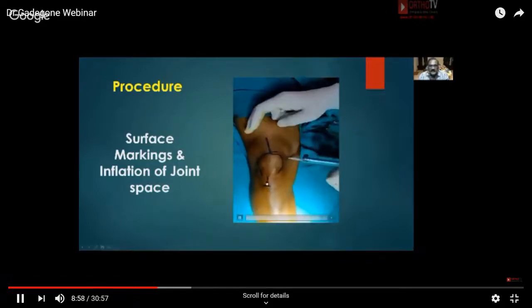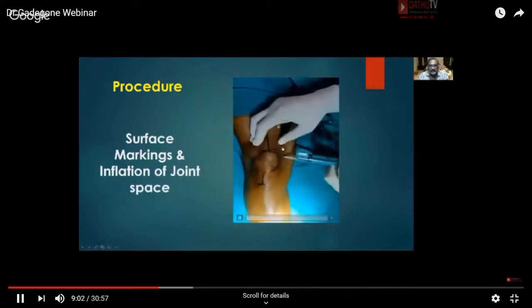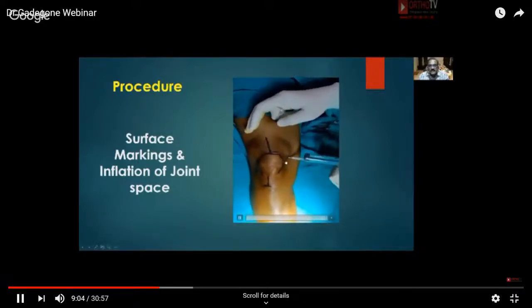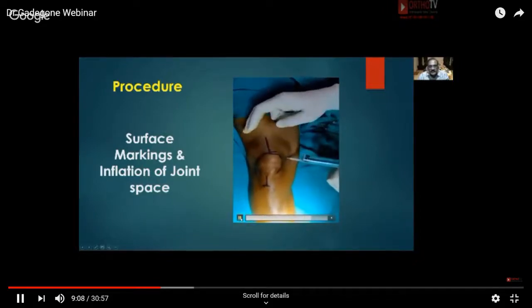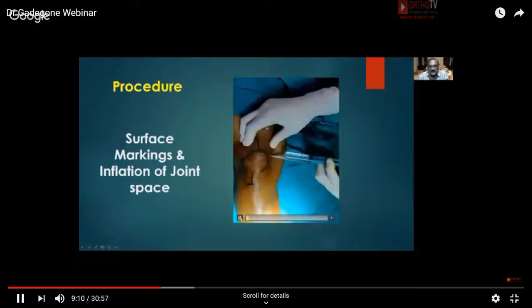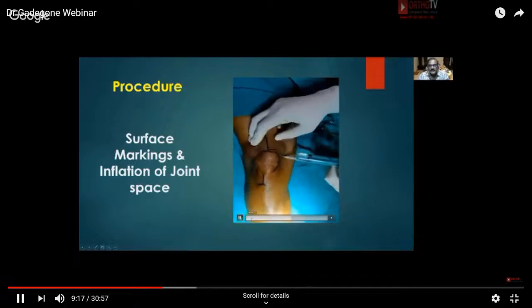as well as the tendon and the suprapatellar region. I usually inflate 30 cc of air with the saline so that I can translocate the patella very easily. This is how it is. The inflation of the knee joint.